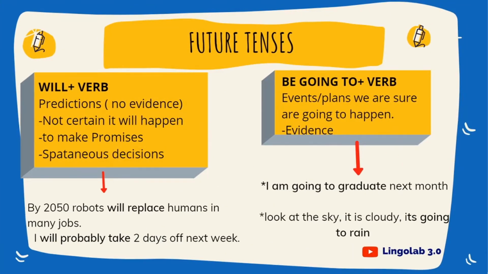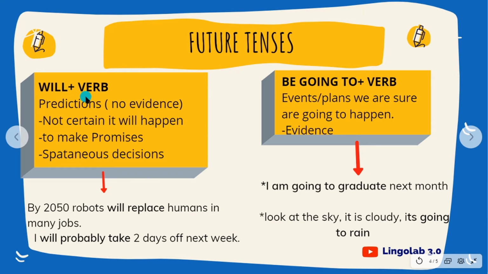Here we have our next pair, which is will plus verb and be going to plus verb. I know you guys are used to this one because will is used to express predictions. Check here that we have no evidence. There is no evidence. I'm just predicting what I think is going to happen, but I'm not sure. That's why our next point here is we're not certain if this action will happen.